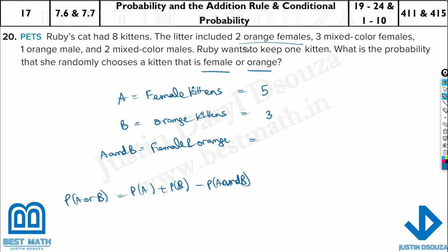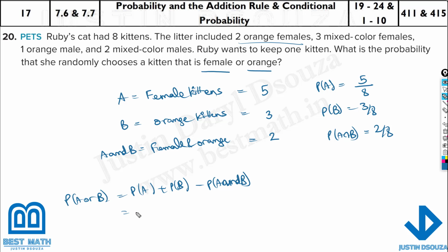Okay, this is the female and orange. Can you see 2 orange females? So it is 2. Now, what about these probabilities? You can write over here, probability of A would be 5 out of, what are the total kittens? 8. Probability of B is equal to 3 over 8. And lastly, probability of A and B, I'm just going to write inverted U for intersection, is 2 over 8.